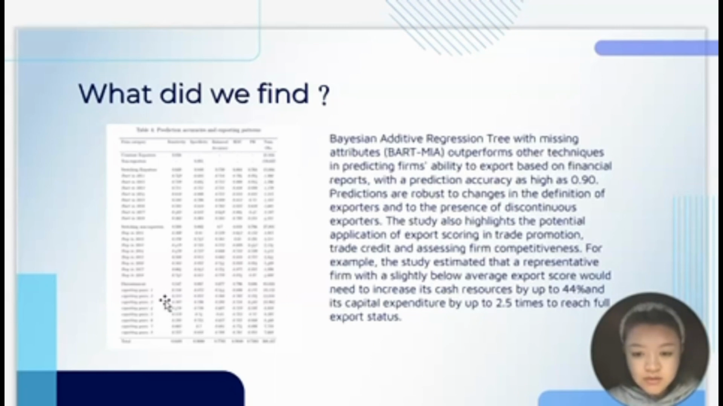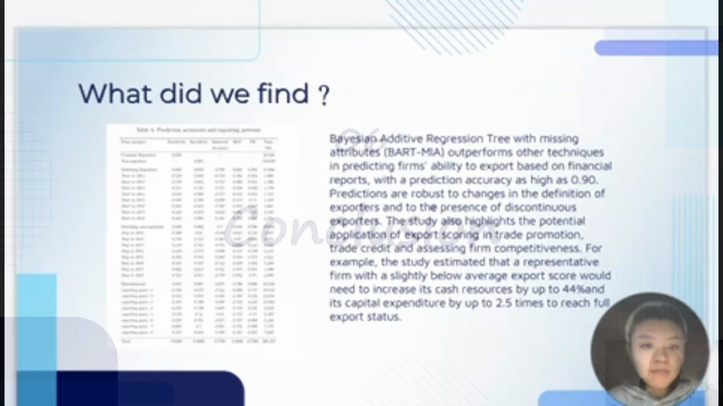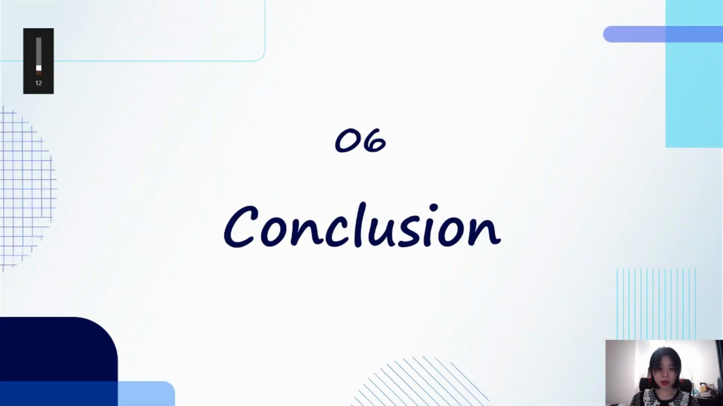For example, the study estimated that a representative firm with a slightly below average export score would need to increase its cash resources by up to 44% and its capital expenditure by up to 2.5 times to reach full export status. This study provides insights into how machine learning techniques can be used to predict a firm's ability to export, assess competitiveness, and facilitate trade and trade finance schemes through export scoring.